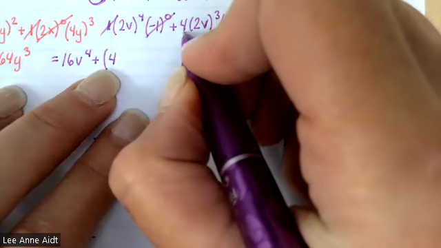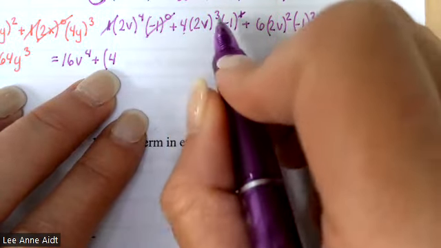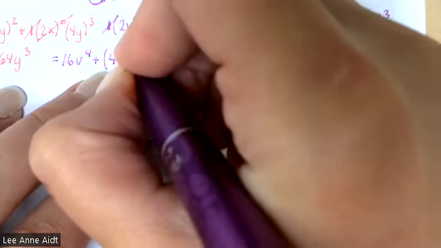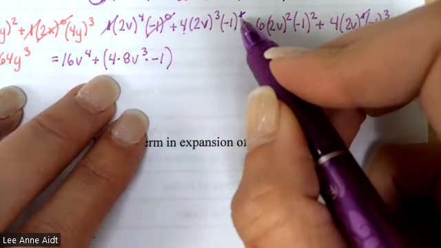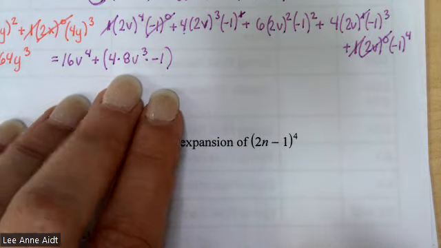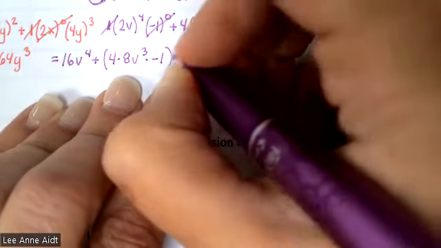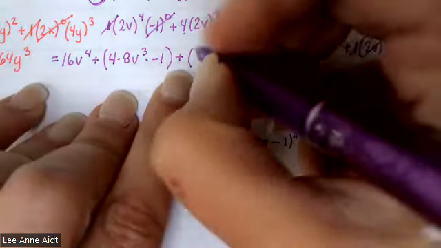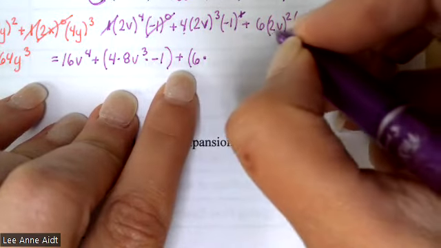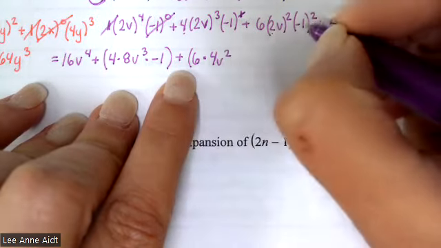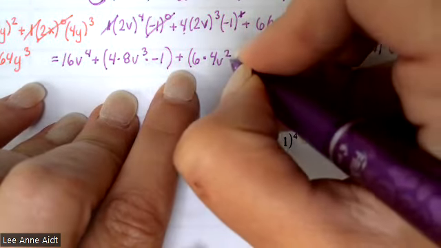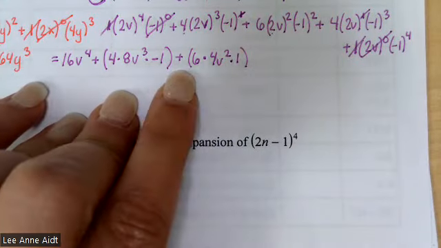Okay, next plus. So this is going to be 4 from this. And then 2v quantity cubed is going to be 8v cubed. And then times -1. Don't ignore this. -1 to the 1 power is -1. Plus 6 times 2v quantity squared is 4v squared. And then -1 squared is 1. +1.